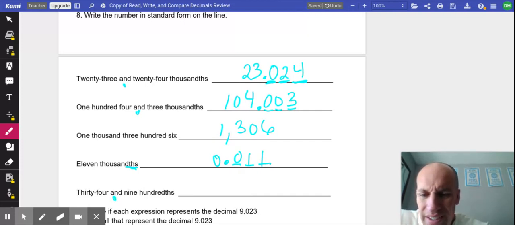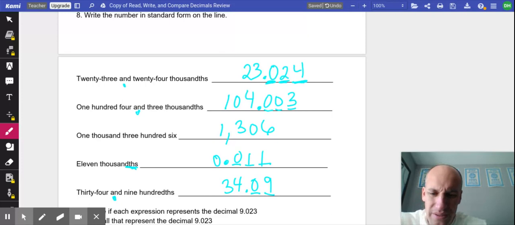34 and 9 hundredths. 34, decimal for the and, tenths, hundredths. So it's just 9. I don't have any tenths.